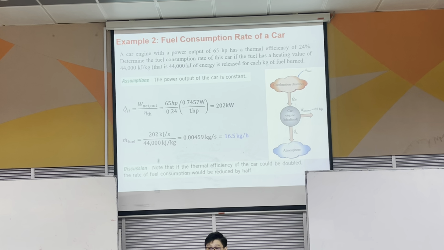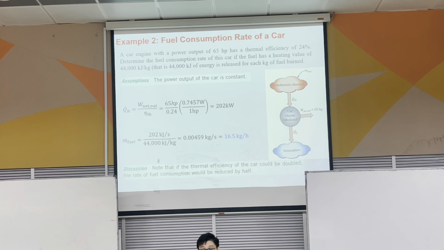Okay, so here we have another simple example. So far our calculation will be pretty straightforward because like I mentioned, this slide itself is more theory. The next slide then will be more maths. Okay, so a car engine with a power output of 65 horsepower. Horsepower is one of the things where you are not expected to know the conversion. If it comes out in exam, I will give you the conversion. So it has a thermal efficiency of 24%. Determine the fuel consumption rate of this car if the fuel has a heating value of 44,000 kJ per kg.